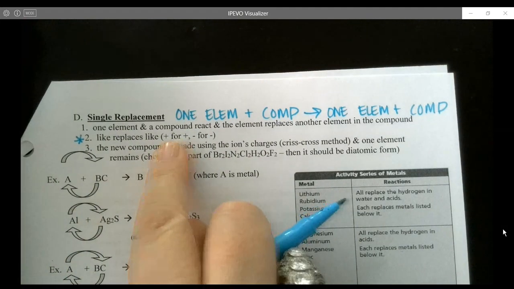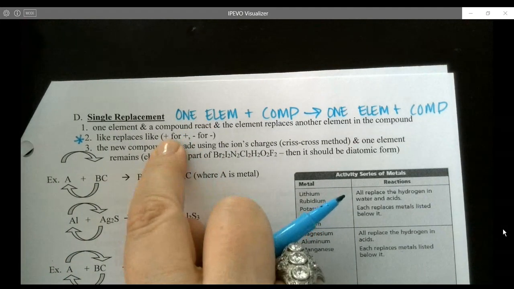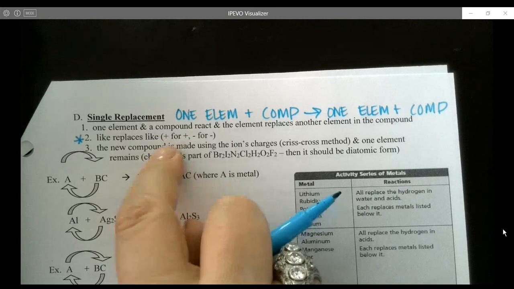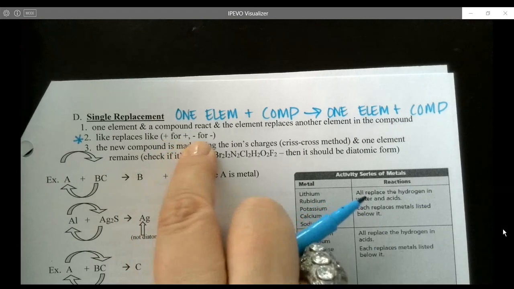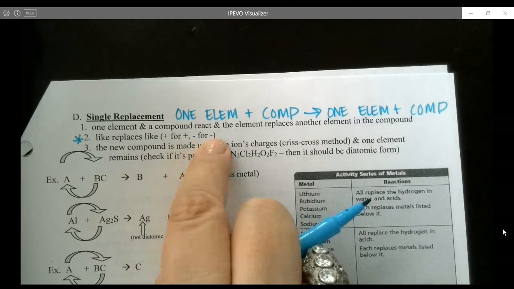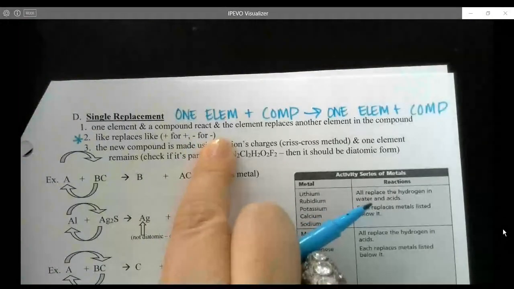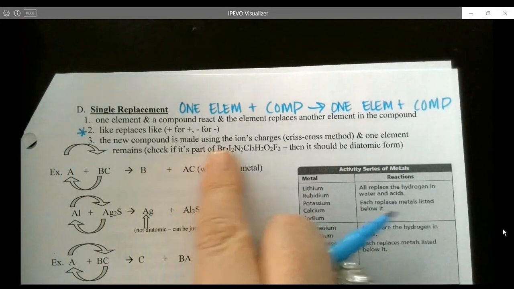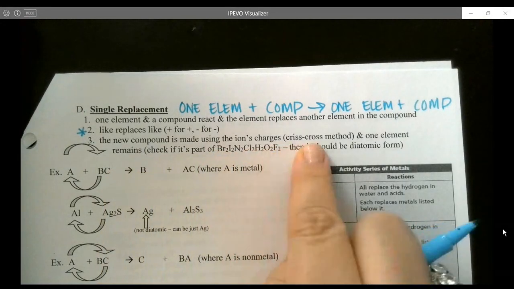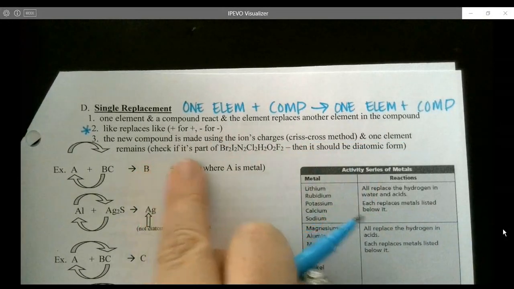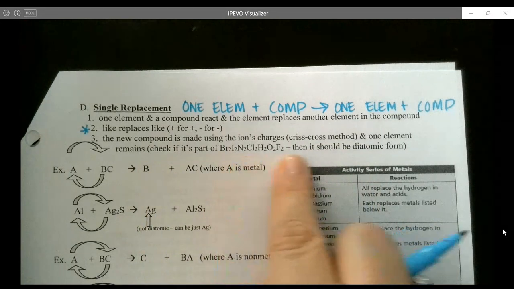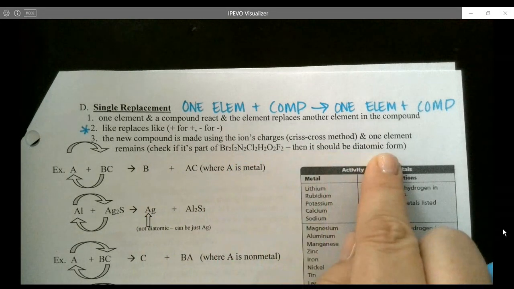If your single element is a positive ion, then it's going to replace the positive ion that's in the compound. And if it's a negative ion, it's going to be looking for the negative ion in the compound. Like is going to replace like. So the new compound is made using the ions' charges, the crisscross method, and one element remains. Check if it's a Brinkelhoff, and then it should be in diatomic form.